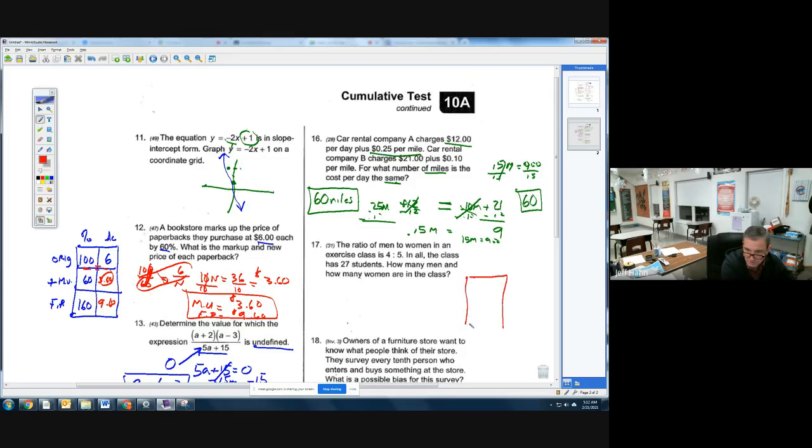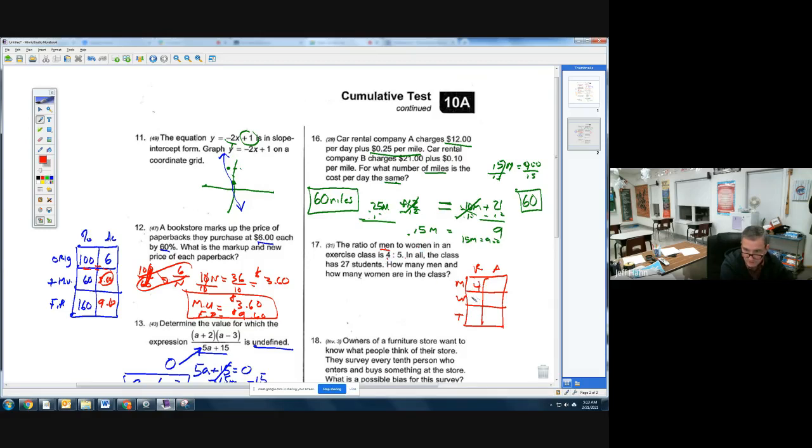Here's my ratio box. I am comparing men to women in total. Is that what it says? Yeah. I'm putting men first because it's given men first. Ladies, don't get upset with me. I'm just doing it in the order it is. I am not trying to be chauvinistic here. And there's total. This is my ratio, and this is my actual. Men to women, 4 to 5.